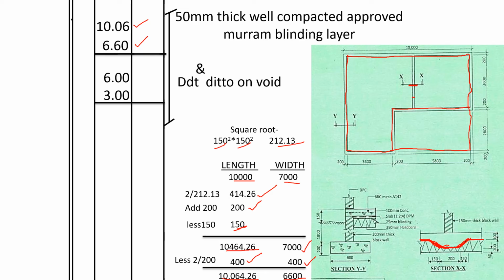Then we deduct 6 meters by 3 meters, because from here it's 200 plus 5,800, 6 meters. Then we take 2,800 plus 200, 3 meters.